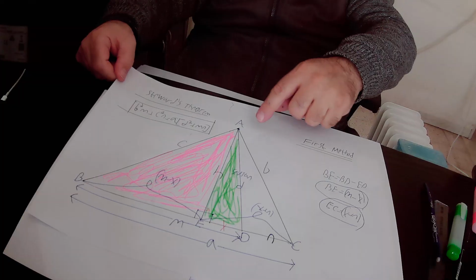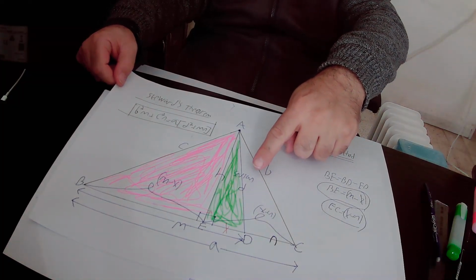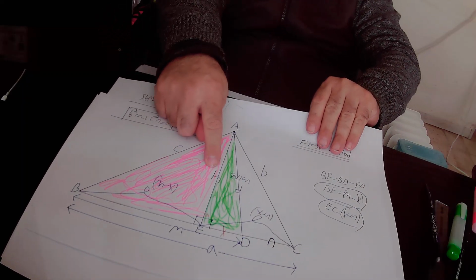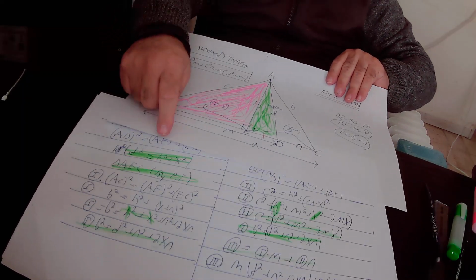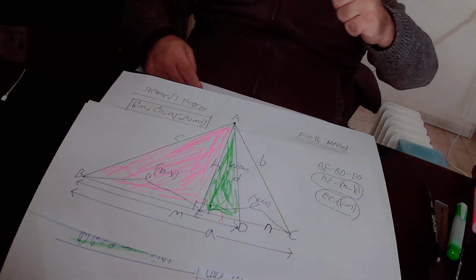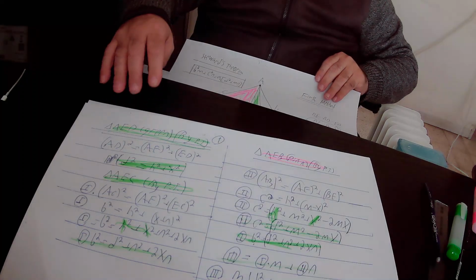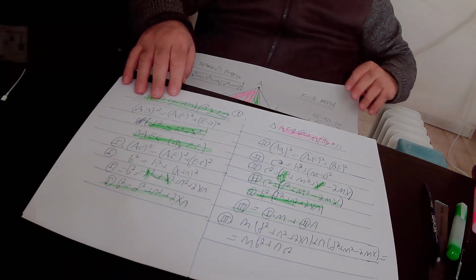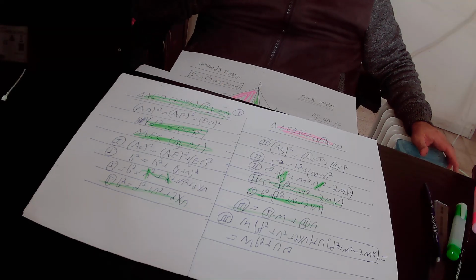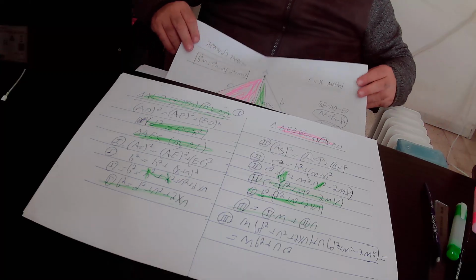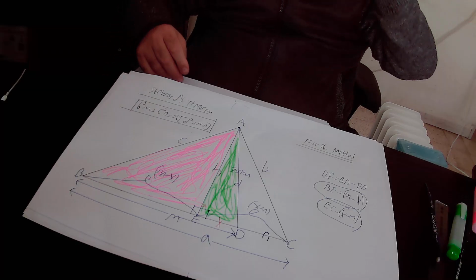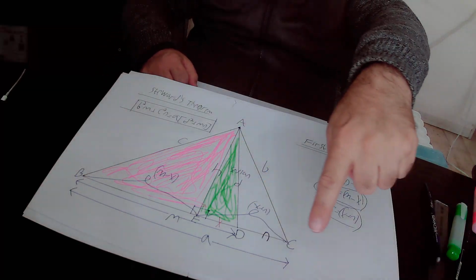AD is D, therefore AD square is D square. AE is h, therefore AE square is h square. And finally, ED is X, therefore ED square is X square. So in conclusion, according to the Pythagoras theorem, D square equals h square plus X square in the right triangle AED.